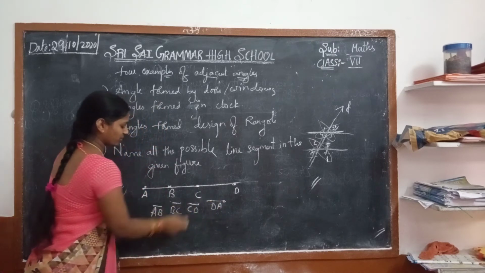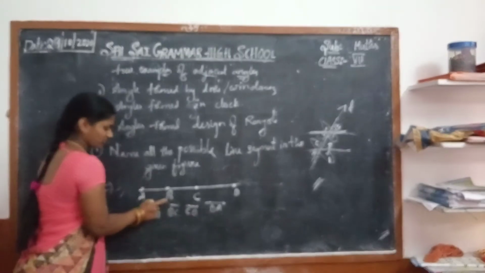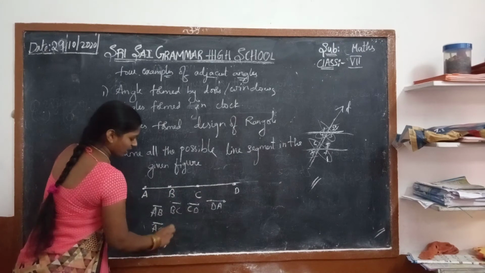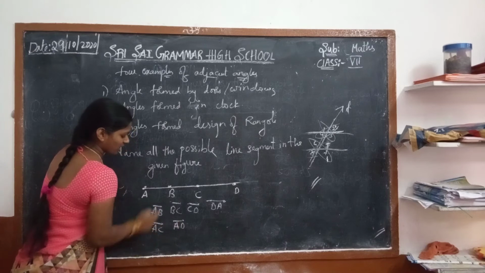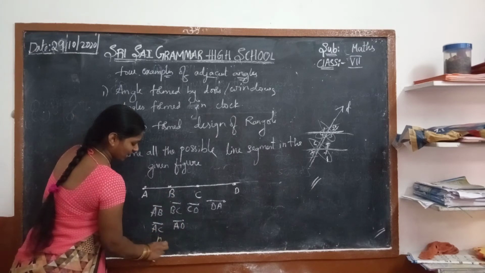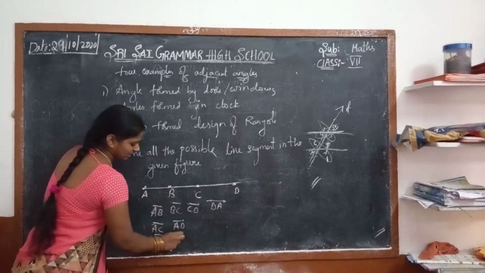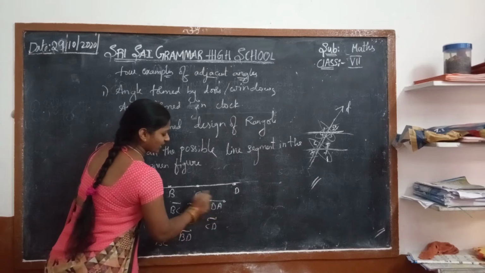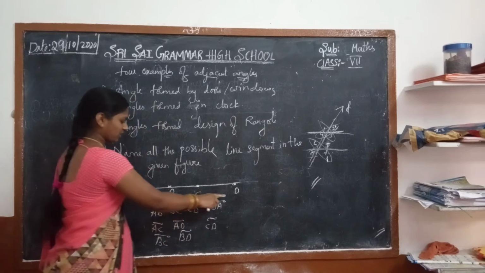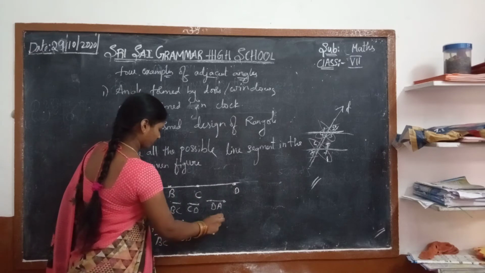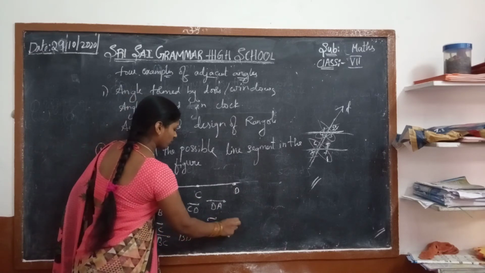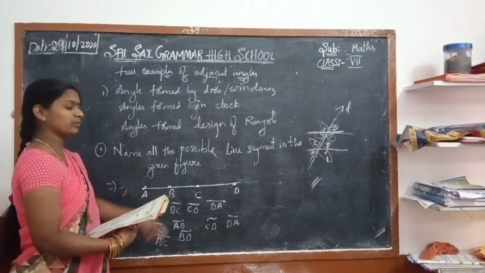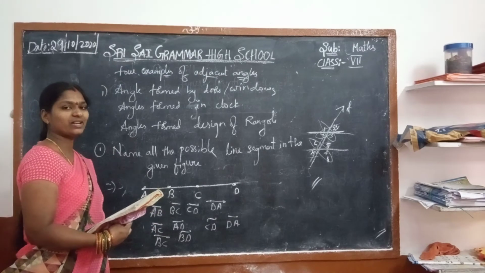And from A to C, one line segment. B to D is one line segment. And again, C to D, and B to A is one line segment. Yes, these are the line segments that can be formed by the given points.